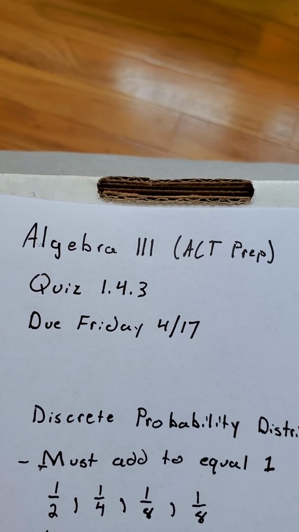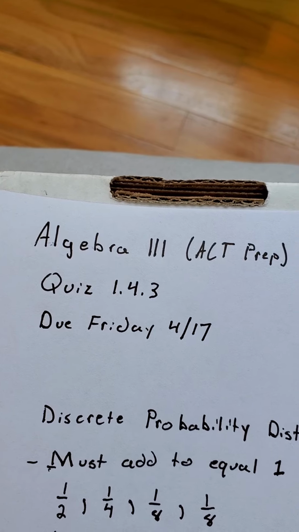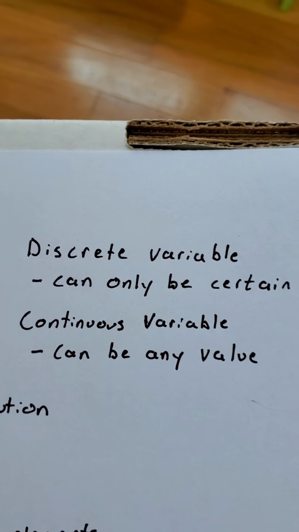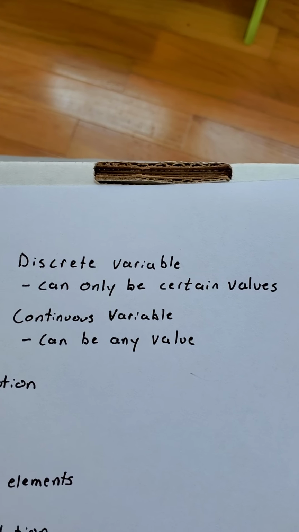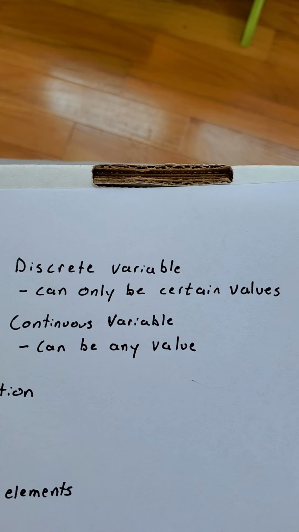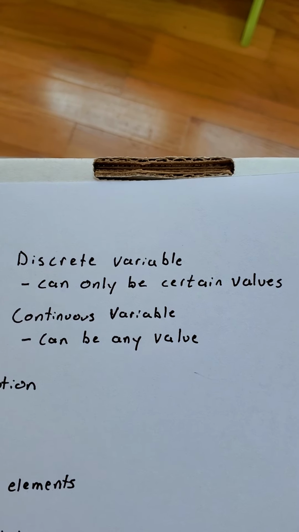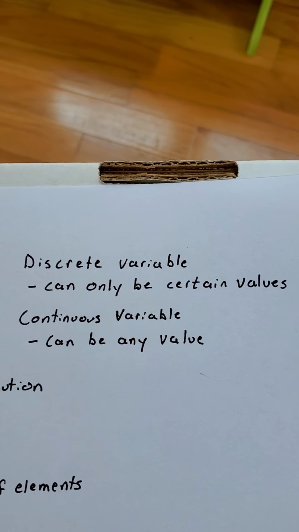Now, this quiz mostly concerns vocabulary dealing with probability distributions. There's a little bit of vocabulary here. There's a discrete variable that it's going to be talking about and a continuous variable that it's going to be talking about. A discrete variable can only be certain values. So let me explain what that means.